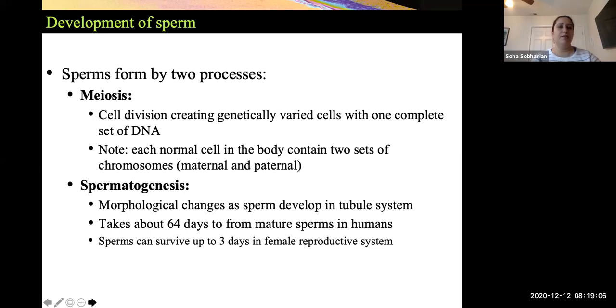Is this making sense, guys, so far? Because meiosis gets a little bit complicated. So if there are any questions, please ask.